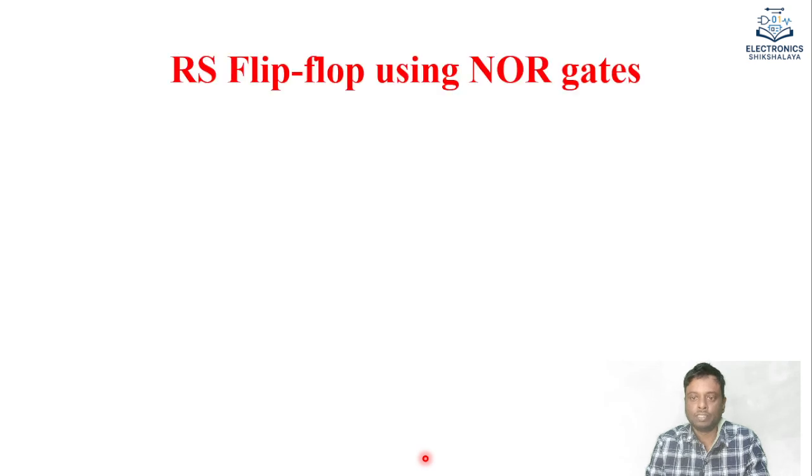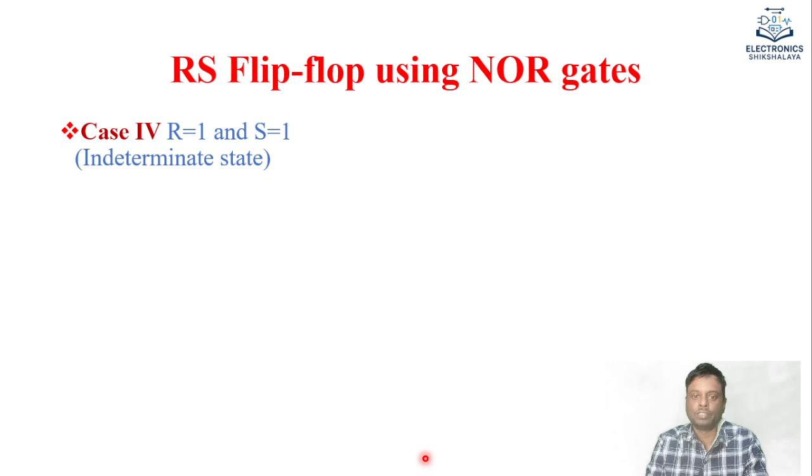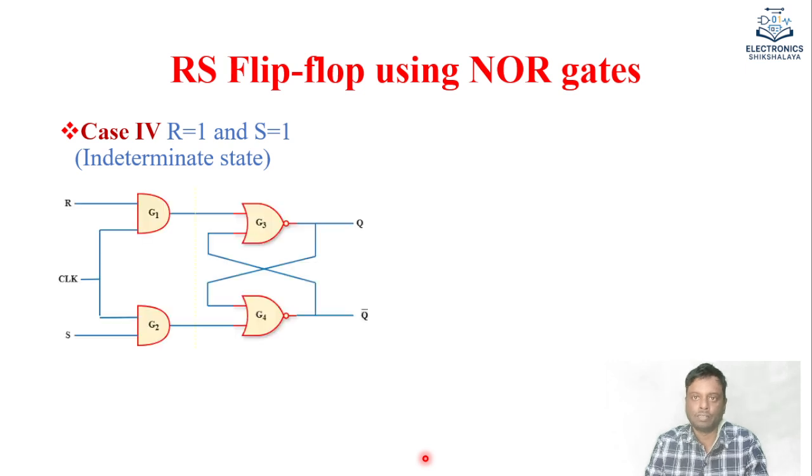Similarly, our fourth case, or the last case, is that both the inputs R and S are equal to 1, 1, and you can see the clock equal to 1. So what will the output? G1 and G2, both the outputs equal to 1 and 1.